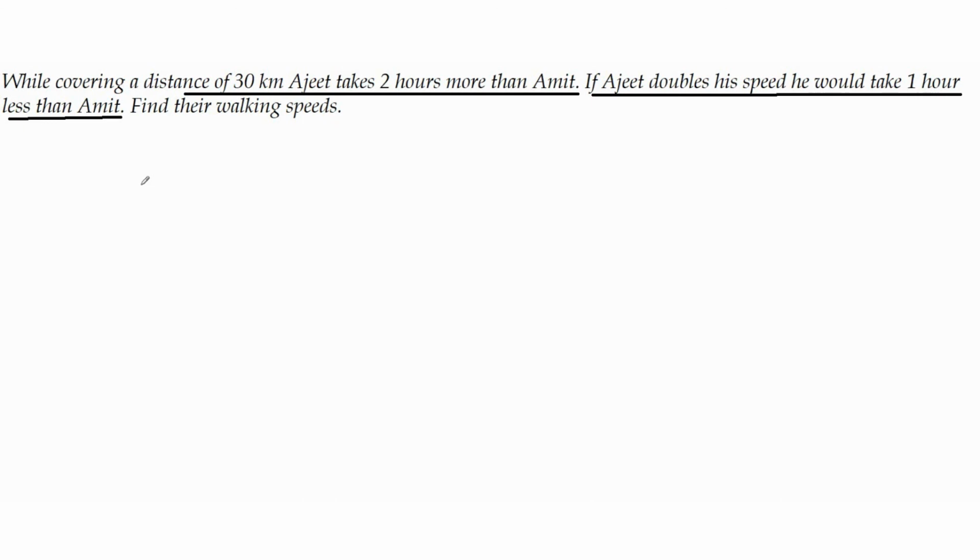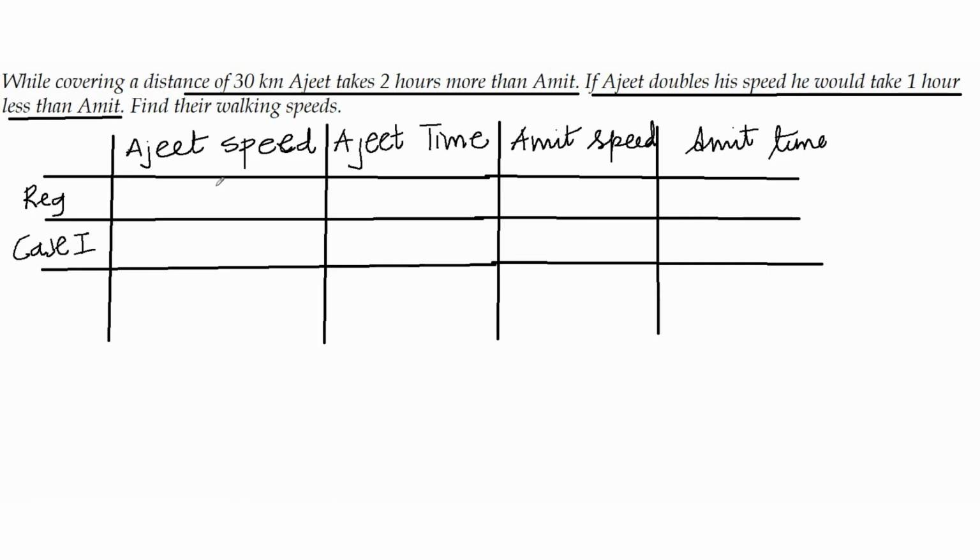It would be a good idea to form a table for this particular question. So let's prepare a nice table. Let Ajit's speed be x, the regular speed, and let Amit's speed be y. So they are covering a distance of 30 kilometers. So if Ajit walks at x kilometers per hour and he is traveling 30 kilometers, then the time taken by Ajit is going to be 30 by x, right? And Amit is walking at a speed of y kilometers per hour. So the time taken by Amit will be 30 upon y, right?